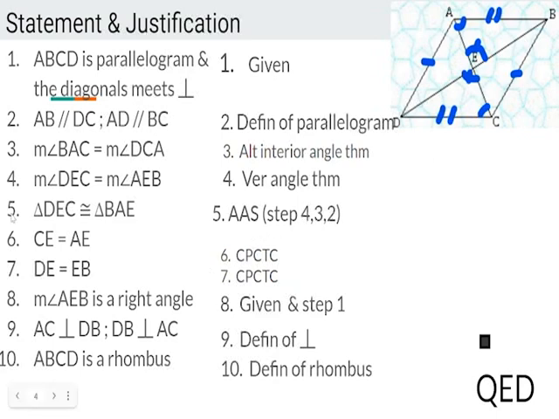5. Triangle DEC is congruent to triangle BAC. Why? Angle-side theorem, which is based on steps 4, 3, and 2. Because we have a 4, that's an angle, and that's a side. So yeah, that works. 6 and 7 work for the exact same reason. Why? Because line segment CE equals segment AE, because they are corresponding sides, because of step 5 also.